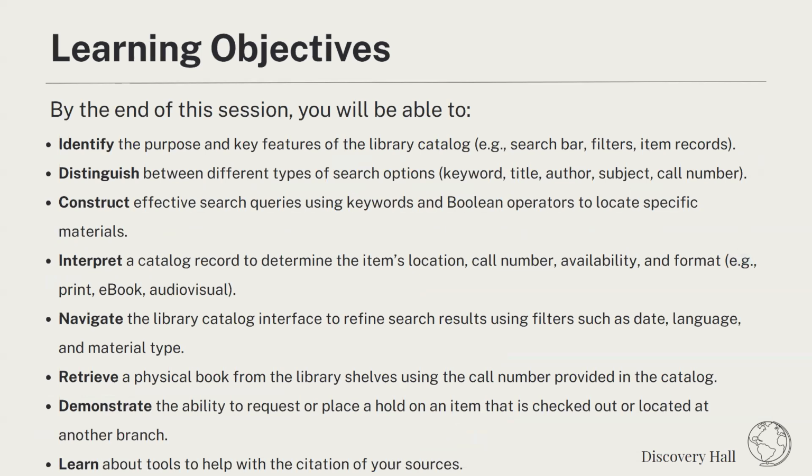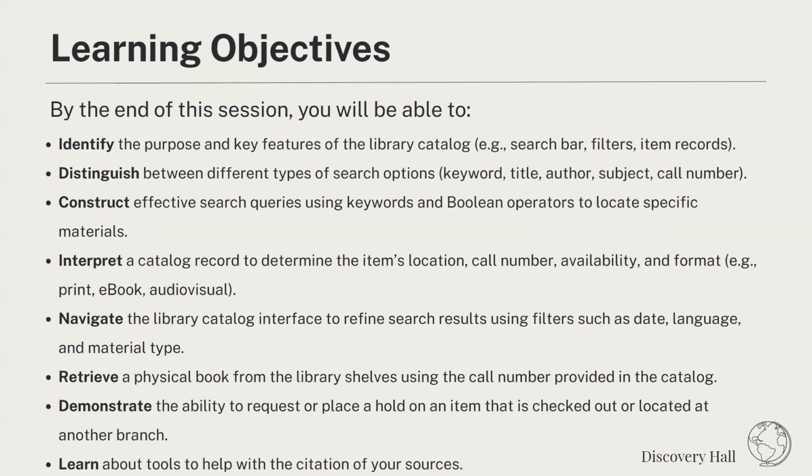By the end of this session, you will be able to identify the purpose and key features of the library catalog, distinguish between different types of search options, construct effective search queries using keywords and Boolean operators to locate specific materials, interpret a catalog record to determine the item's location, call number, availability, and format. Navigate the library catalog interface to refine search results using filters such as date, language, and material type.